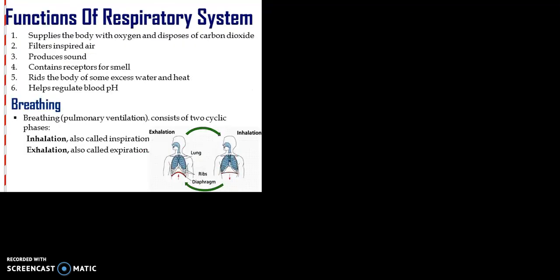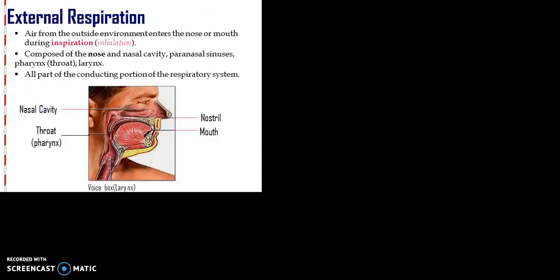Functions of the respiratory system. The main functions include supplying the body with oxygen and disposing of carbon dioxide, filtering inspired air, producing sound, which is termed phonation, containing olfactory receptors for smell, and getting rid of some excess water and heat from the body. It also plays an important role in regulating blood pH. Here, terminologies like inspiration can be used for inhalation and expiration for exhalation.